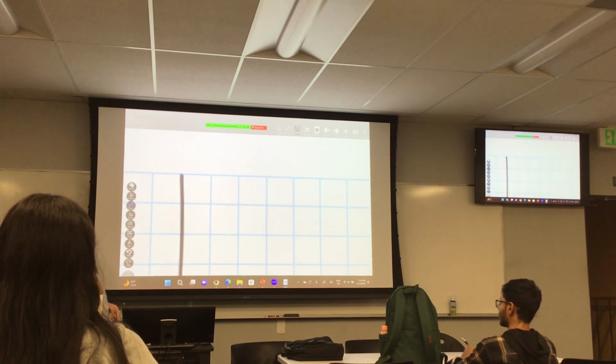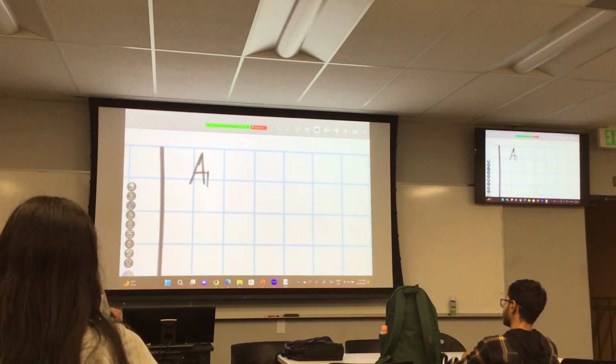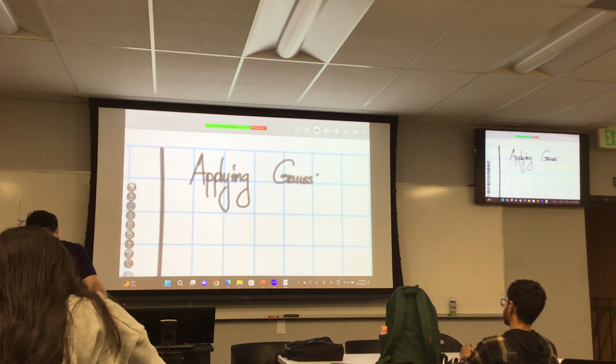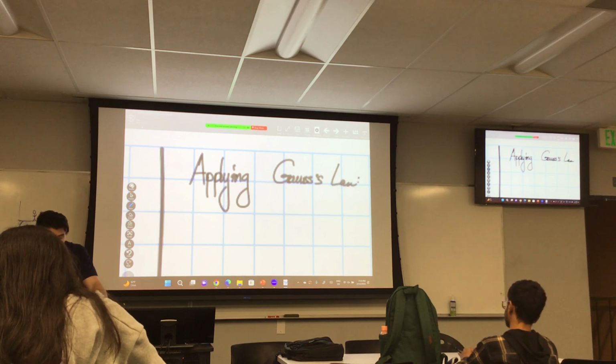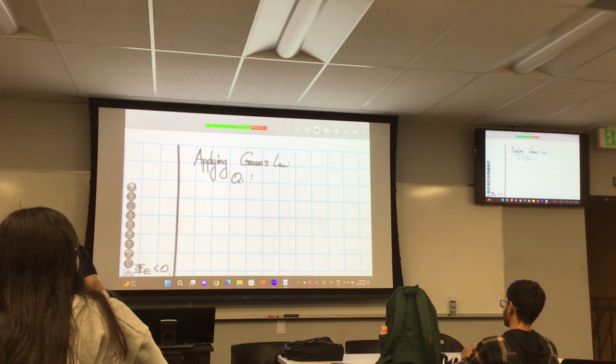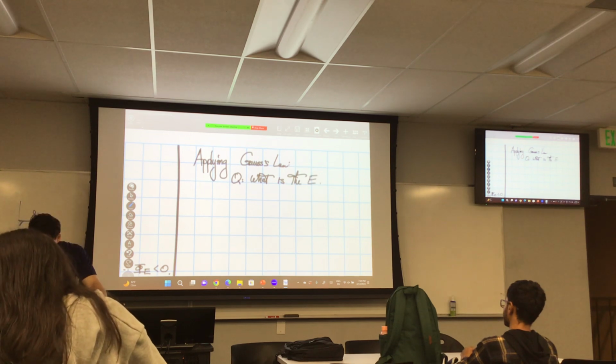So that's one of the benefits of Gauss's law. Coulomb's law, technically you can do it, but it takes a really, really long time. One of the benefits of Gauss's law is that instead of having calculus, it turns into a very simple algebra problem, and let's see how that works. So, applying Gauss's law, the question that we want to answer is: what is the electric field of an infinite wire?